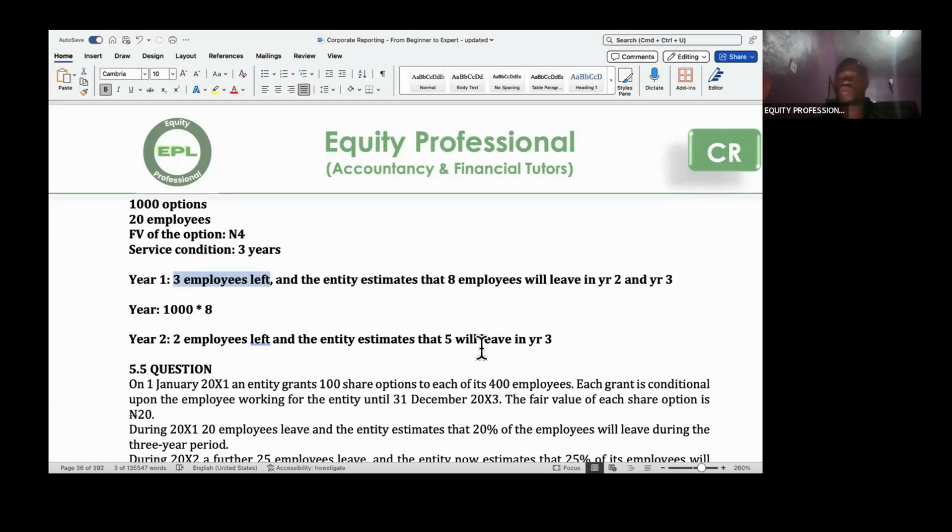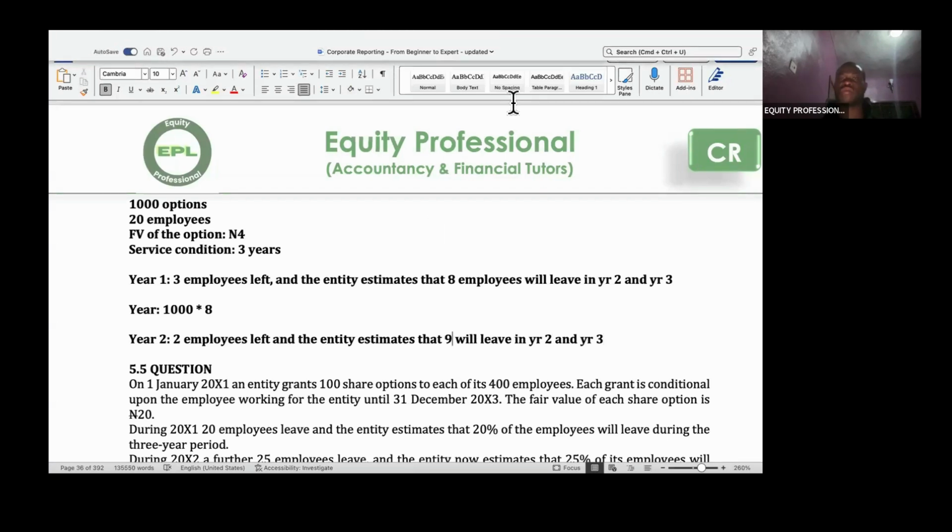So for this one now, the total estimate of departure is now 3 left in year 1, 2 left in year 2, an estimate of 5 will leave in year 3, making a total of 10 that will leave. So on the basis of year 2 estimate, 10 will not leave. Okay. So let's say that the entity estimates that 9 will leave in year 2 and year 3. So based on year 2 estimate, how many will vest?